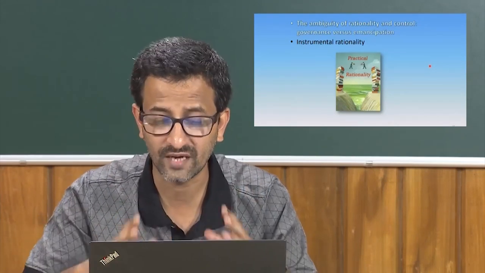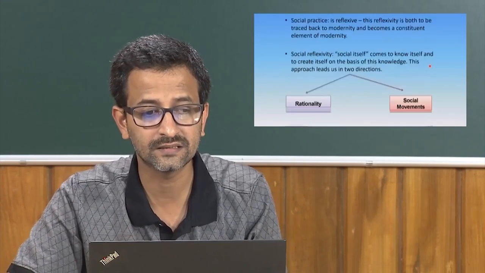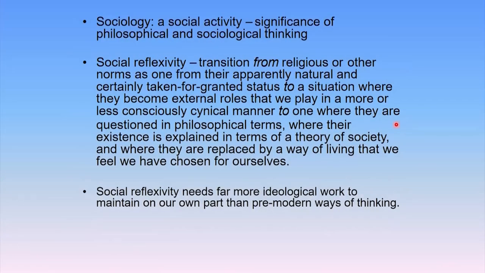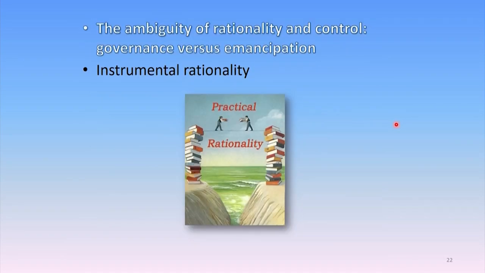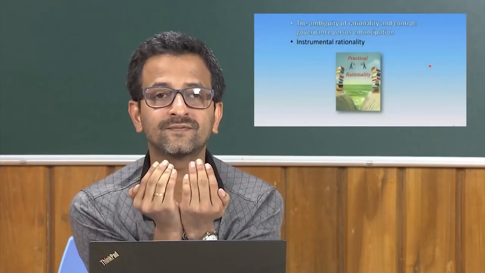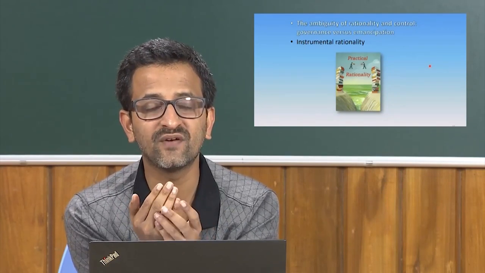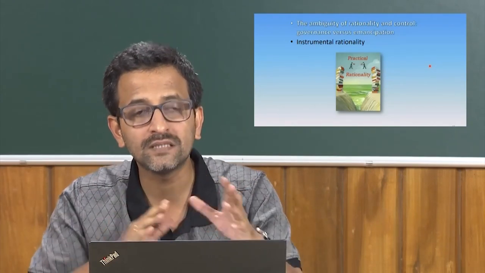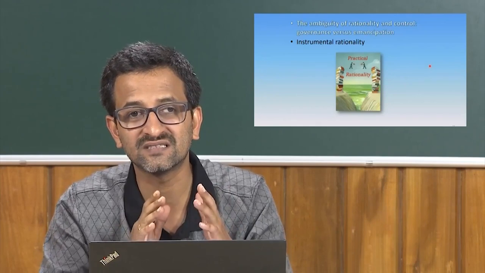Now, in this lecture, what we have discussed are the central pillars of modernity, the central pillars in the critical modernist paradigm in sociology: holism or totality, reflexivity, rationality, and social movements. And then in the light of these four central philosophical and political foundations of modernity, namely holism or totality, reflexivity, rationality, and social movements, we have tried to encapsulate the ambiguity of rationality and control, governance versus emancipation.